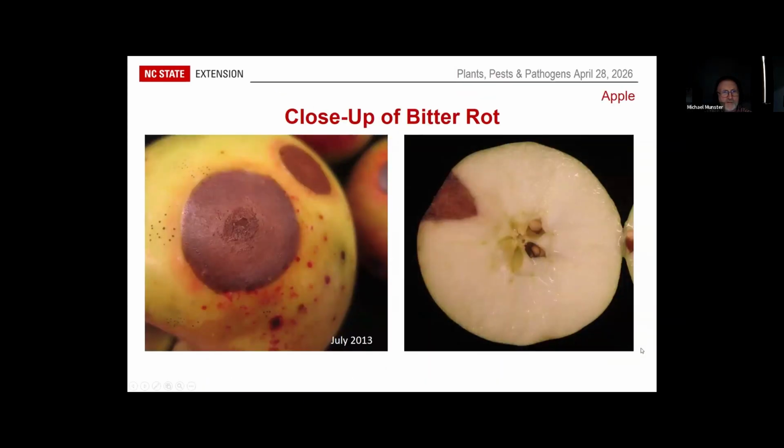So here's a close-up of the bitter rot. You can see the sporulation here in the middle of that lesion. And here's the V-shaped cross-section of the decay when the apple is cut open. You'll also see on the photograph on the left a few of these small dark dots, which we'll be talking about in a moment.